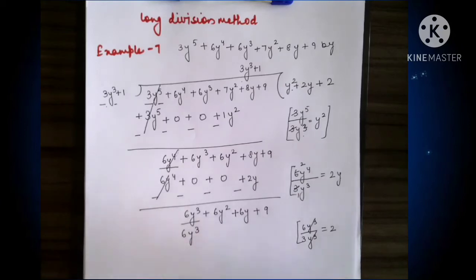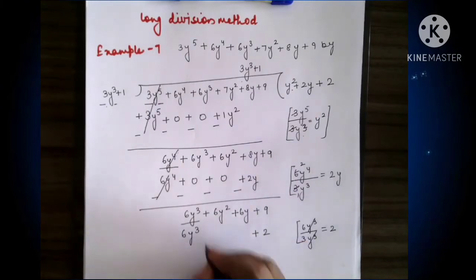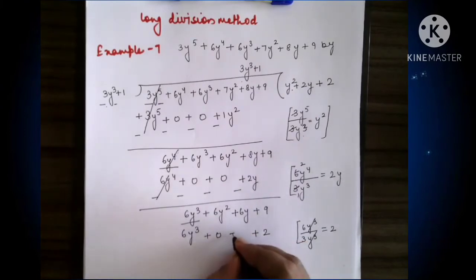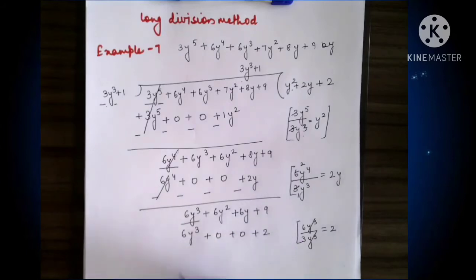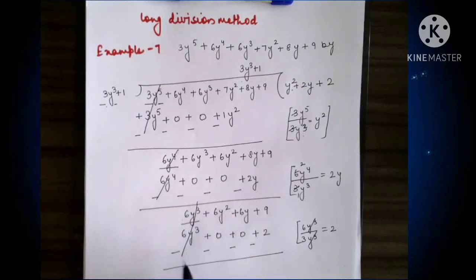First term as it is. 1 multiplied by 2 you get 2. So it becomes plus 2, written right below the number. It is 0 and 0. Fine. Now change the sign. First term cancels: 6y cube minus 6y cube cancel. 6y square plus 6y. 9 minus 2 you get 7.